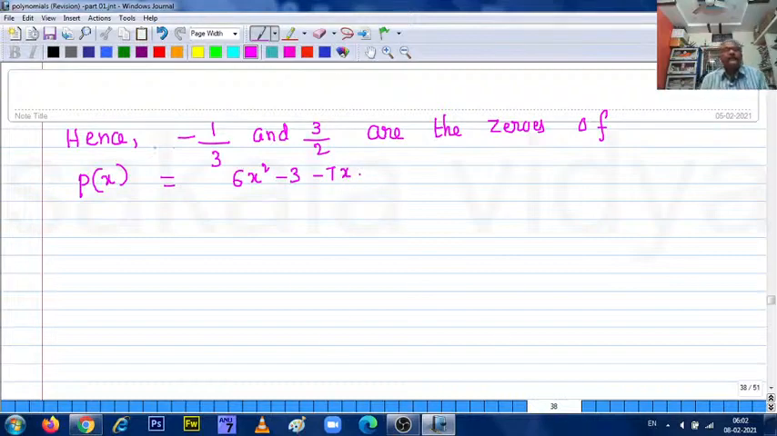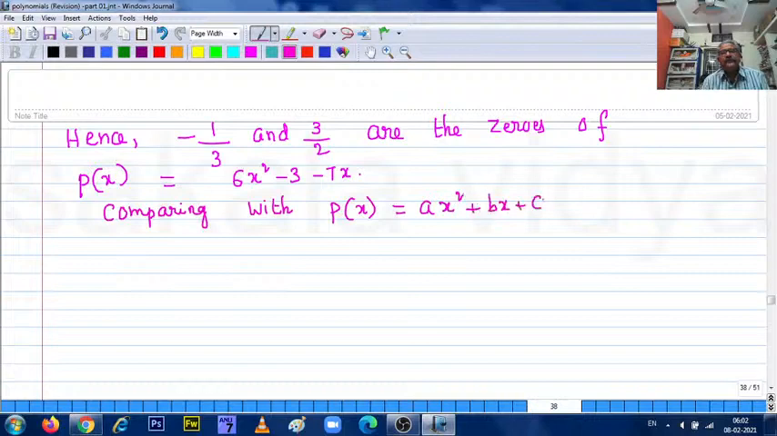It's a very important step. Here, comparing with p of x equals ax square plus bx plus c. Now here x square coefficient is a, here 6, a equals 6, this is the coefficient of x square, b equals negative 7 and c is equal to the constant term, minus 3.